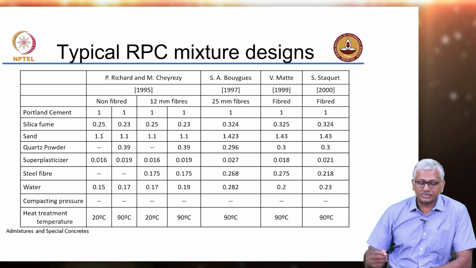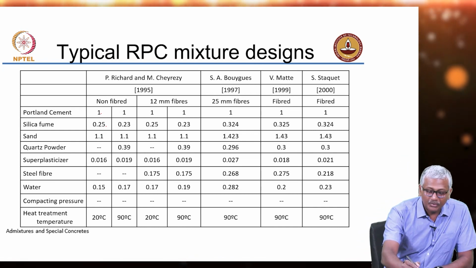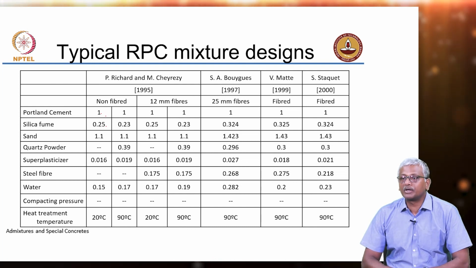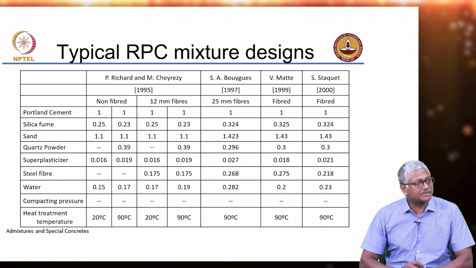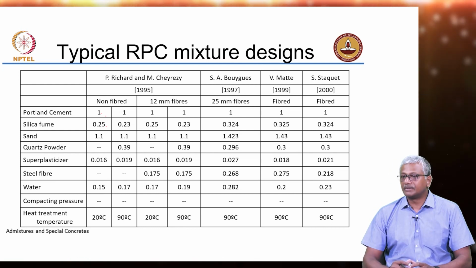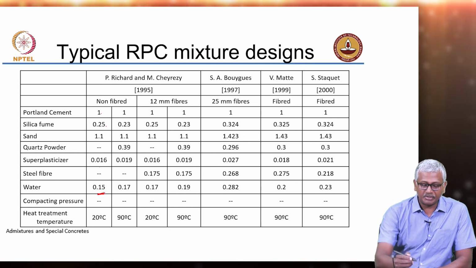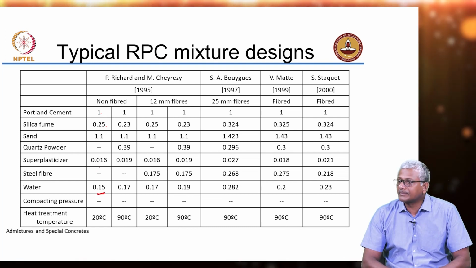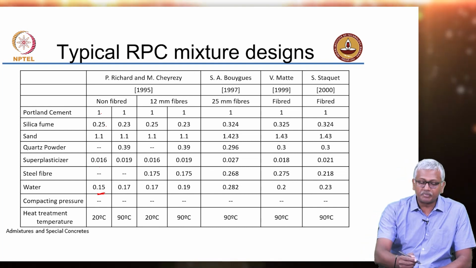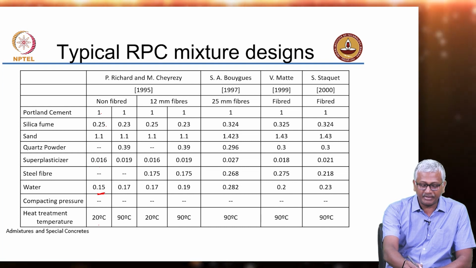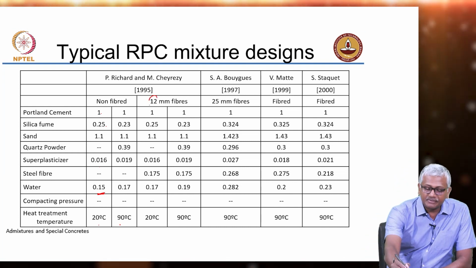Sand to cement ratio is 1.1 is to 1, or if you take sand is to cement plus silica fume, it is 1.1 is to 1.25. So, you can imagine you have reduced the sand significantly, but you still have quite a bit of sand available in the system. Super plasticizer, water to cement ratio is 0.15, extremely low water cement ratio, and heat treatment temperatures that were used by these researchers in 95 were 20 and 90 degrees Celsius. They also made the same system with 12 mm fibers.